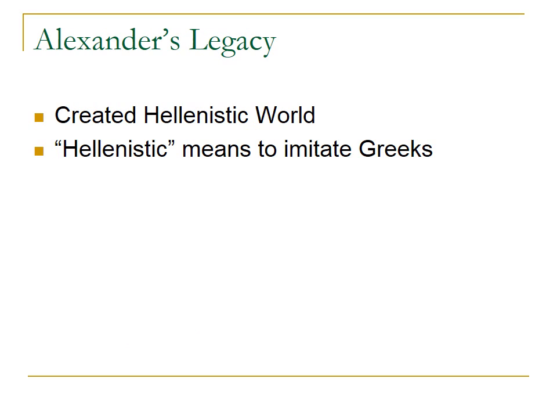He creates what's called the Hellenistic world, which means to imitate the Greeks. And so what we end up having happen is the Greek language, the Greek culture, the Greek art, the architecture, the math, the science, everything that the Greeks were doing, which was super advanced at the time, just spreads everywhere that Alexander went.